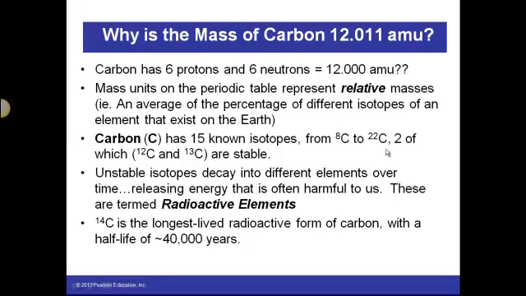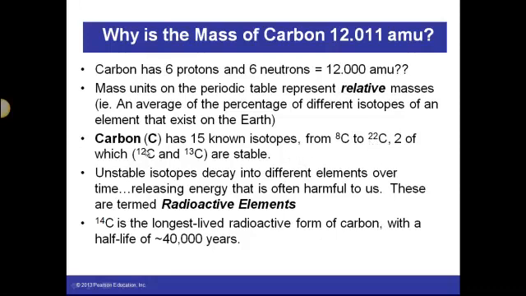All of the carbon isotopes have 6 protons, so they only differ in the number of neutrons that they have. C8 is only going to have 2 neutrons and 6 protons. C22 is going to have 6 protons and 16 neutrons to get up to a mass of 22.